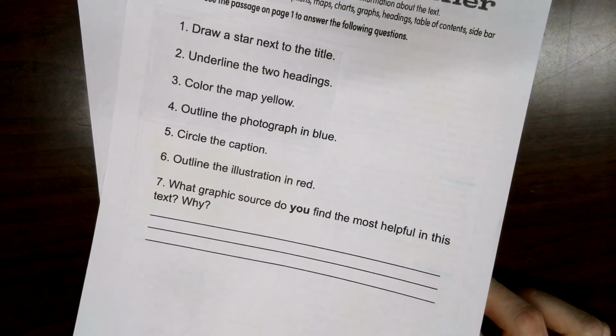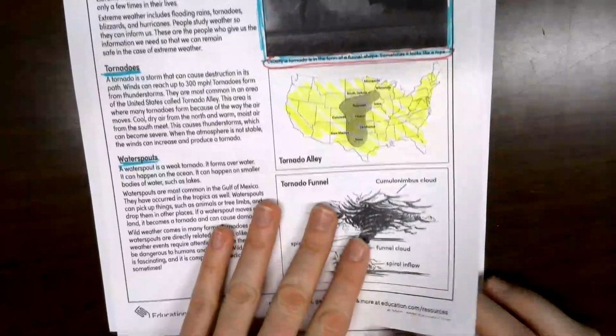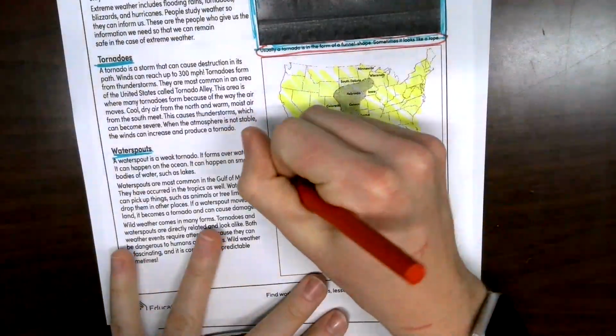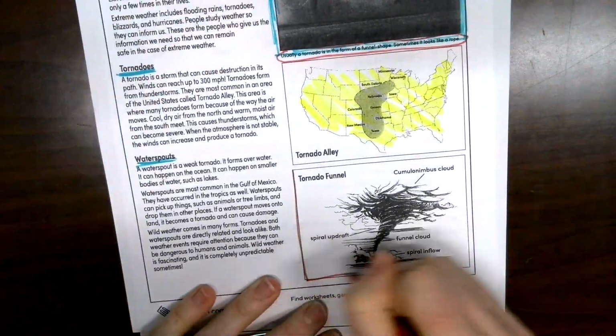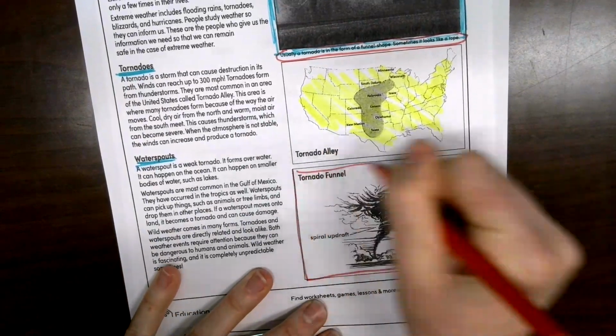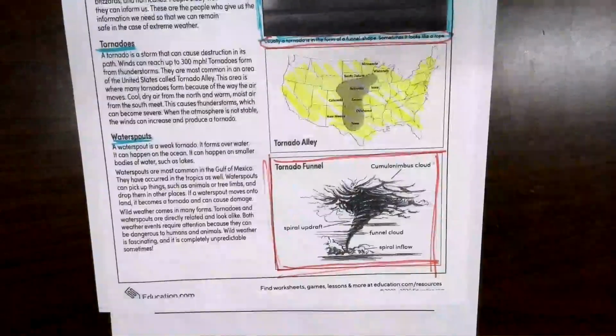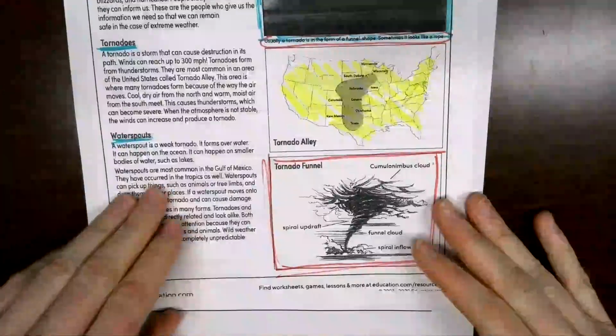And then outline the illustration in red. Well, our last one, our illustration. So I'm going to outline that in red. Doesn't need to be perfect. Mine's clearly so far from perfect, it's not funny. But you can see it, it's in red.